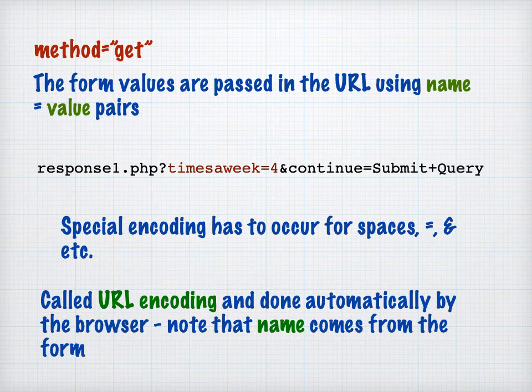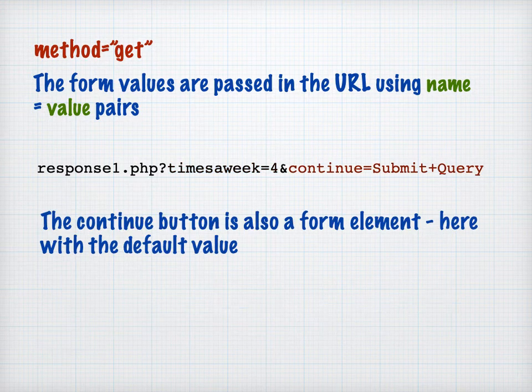Now, times a week is the name for the field that we made up. So you can see what it's doing is it's carrying that value forward, that value of 4, associating it with that name, times a week. And what comes after that is the continue button. And you can see it's automatically got a default value here that's generated by the form submit and query.